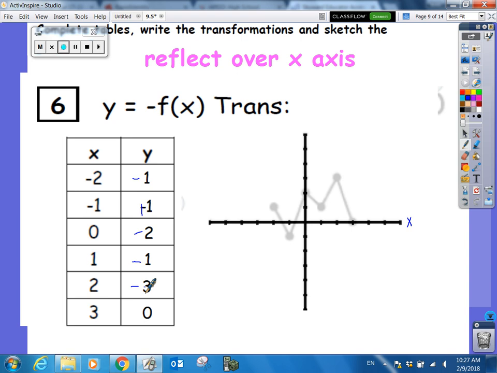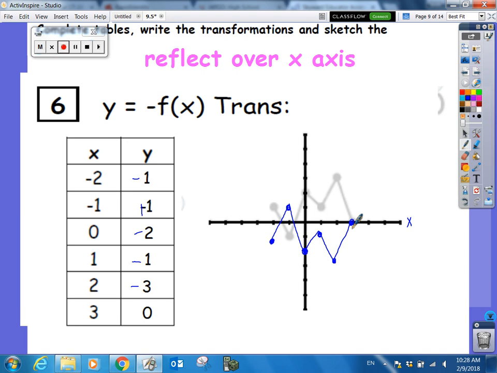We're at 1, we go down to -1. -1 goes up to 1. 2, down to -2. 1, down to -1. 3, down to -3, 0 stays 0. So there's your shape. And so you should see a mirror image across the x-axis now.